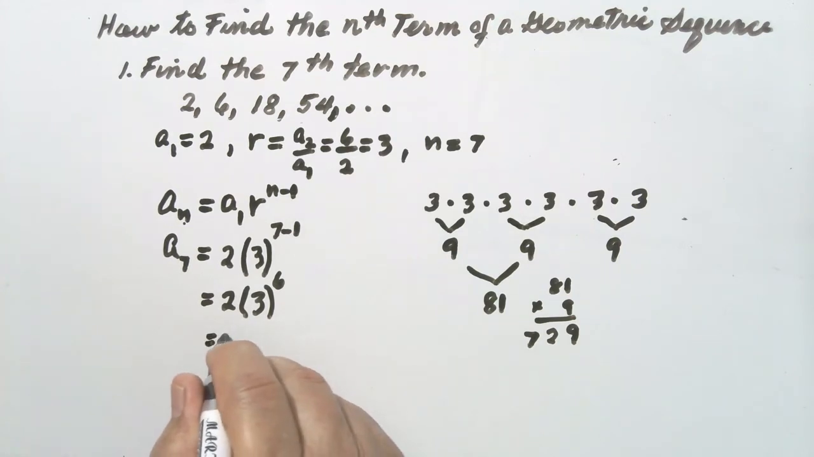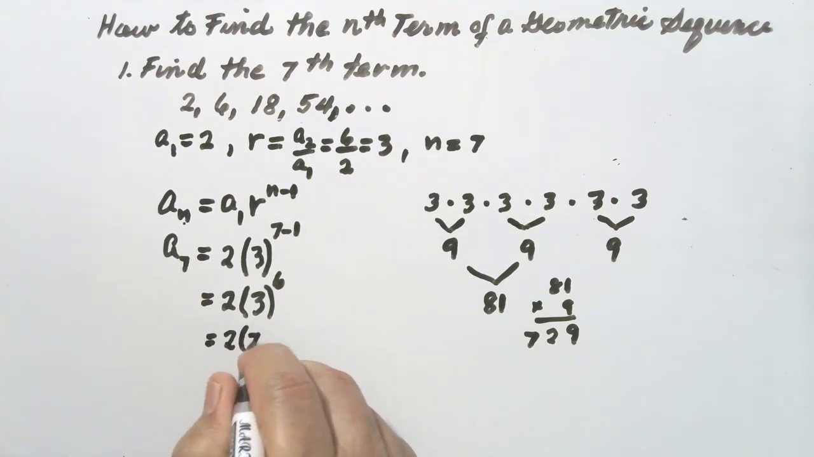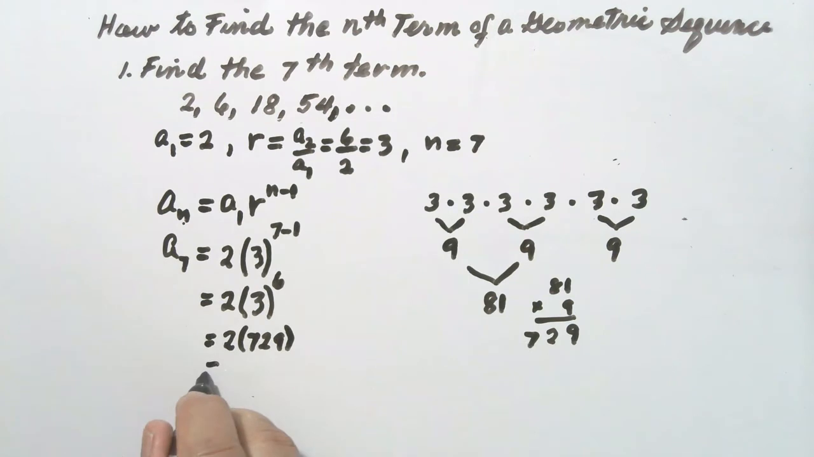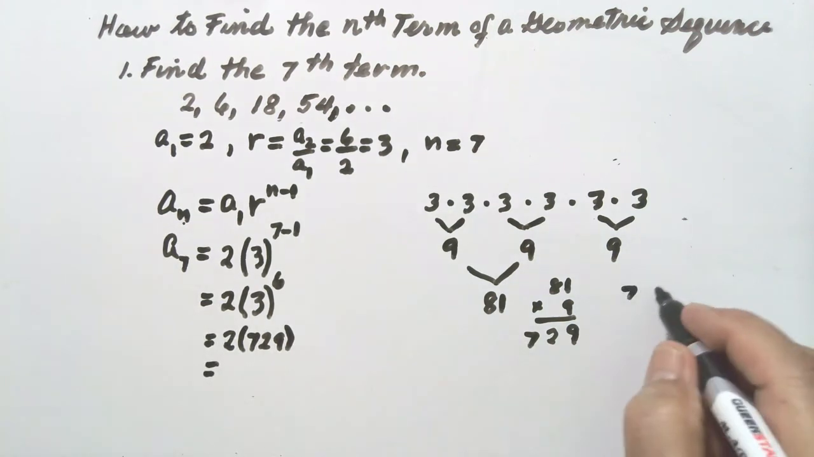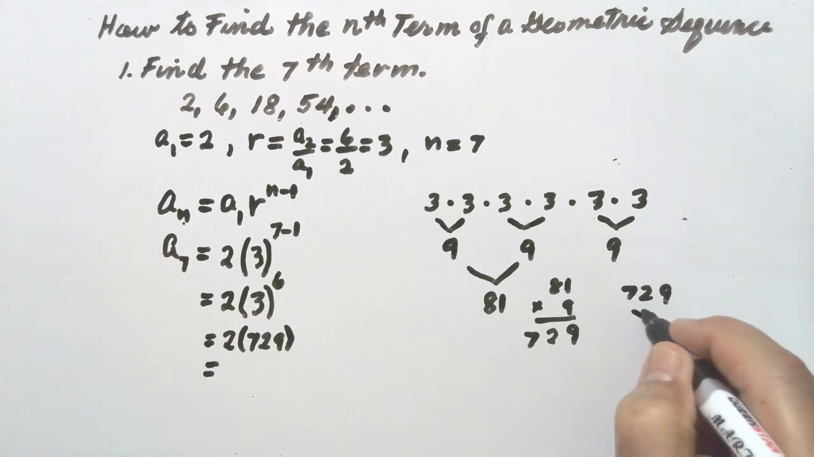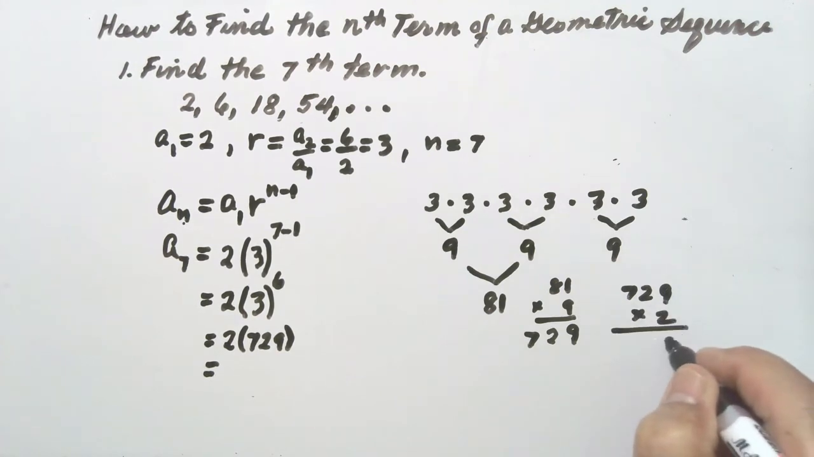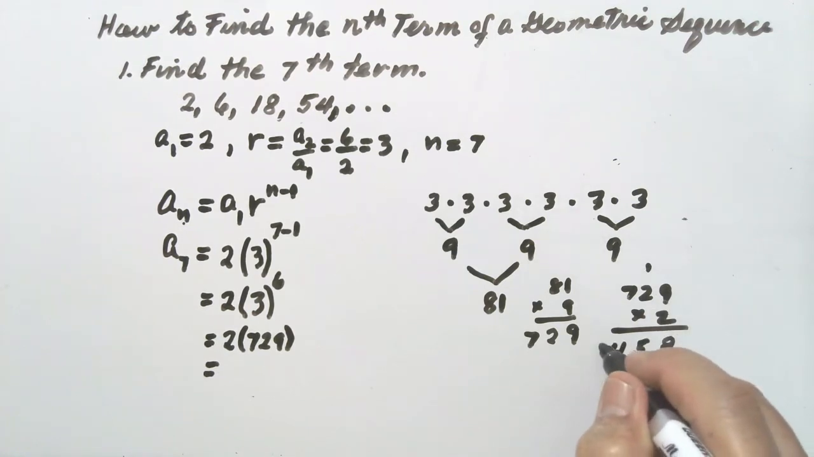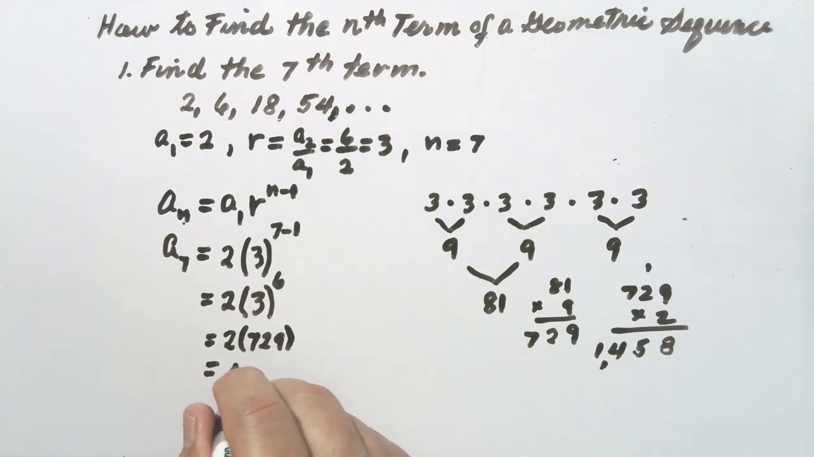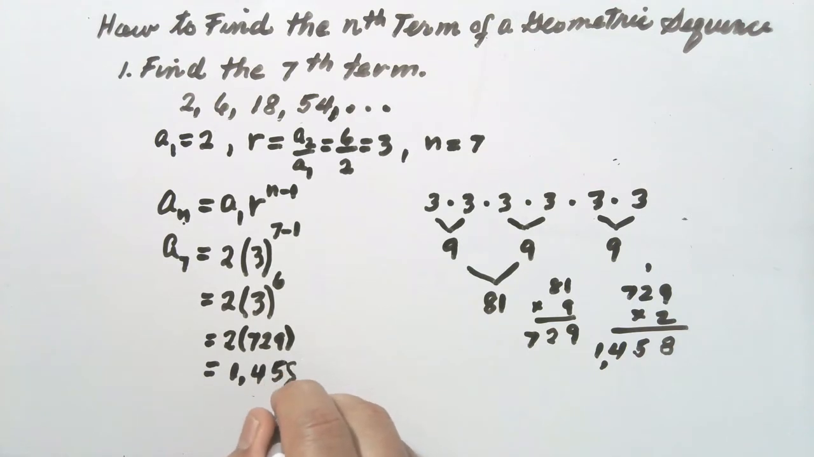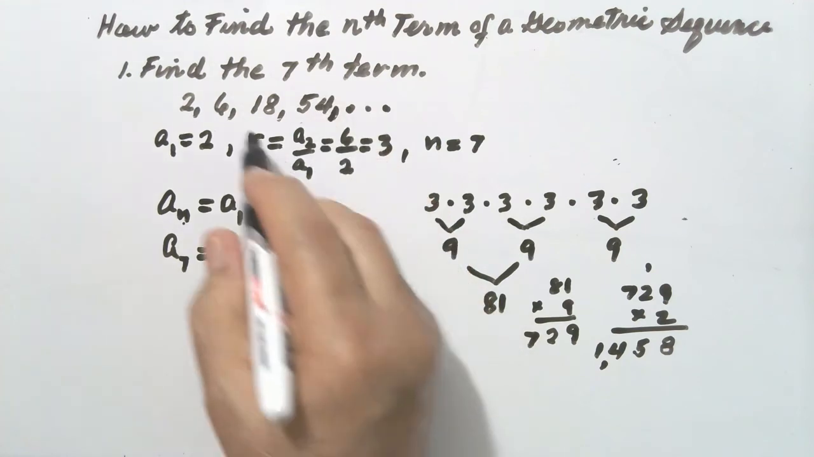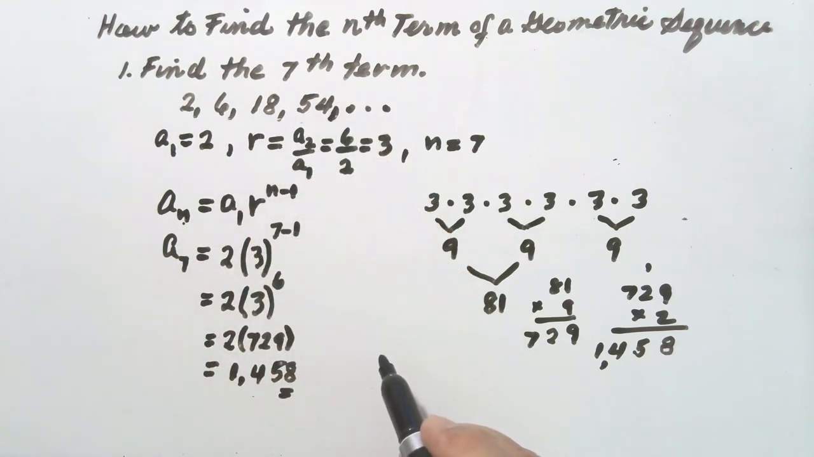And then multiply that by 2. So 2 times 729. 729 times 2: 18, carry 1, 4, 5, 14. So 1,458. So this is the seventh term in this geometric sequence.